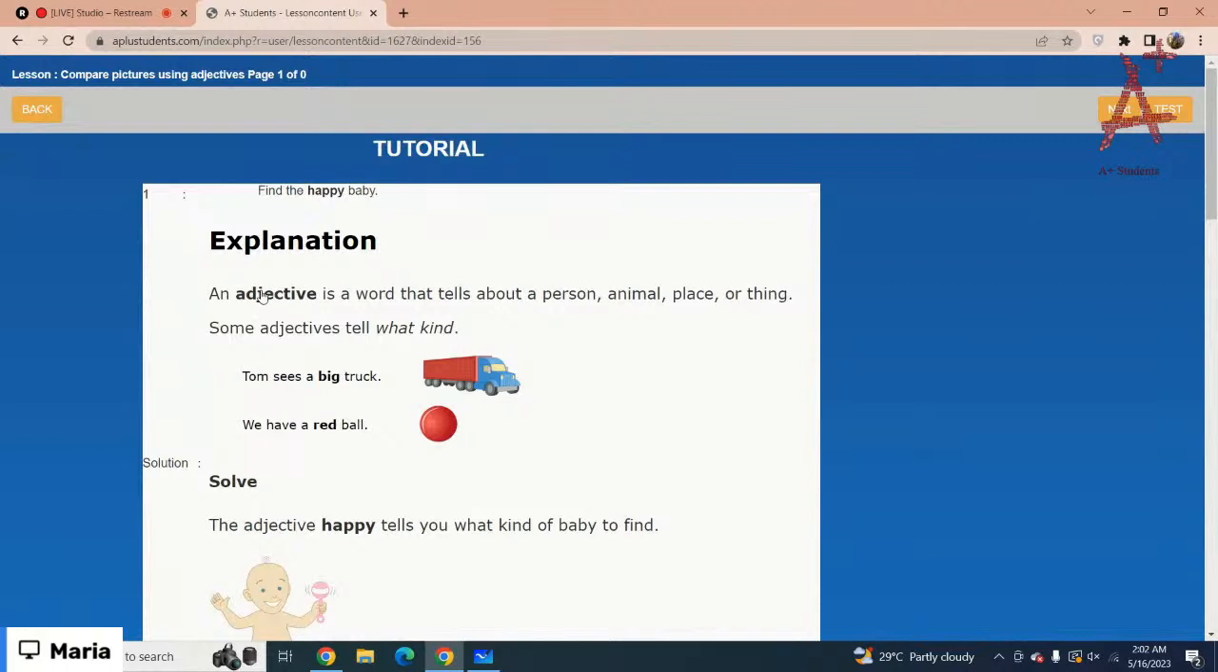An adjective is a word that tells about a person, animal, place, or thing. Got it? Like that tells you about a person. What type of person? Got it? Basically, and what type of animal, place, or thing. Some adjectives tell what kind, like Tom sees a big truck. We have a red ball. So, truck and ball are the nouns, and big is the adjective. Got it?